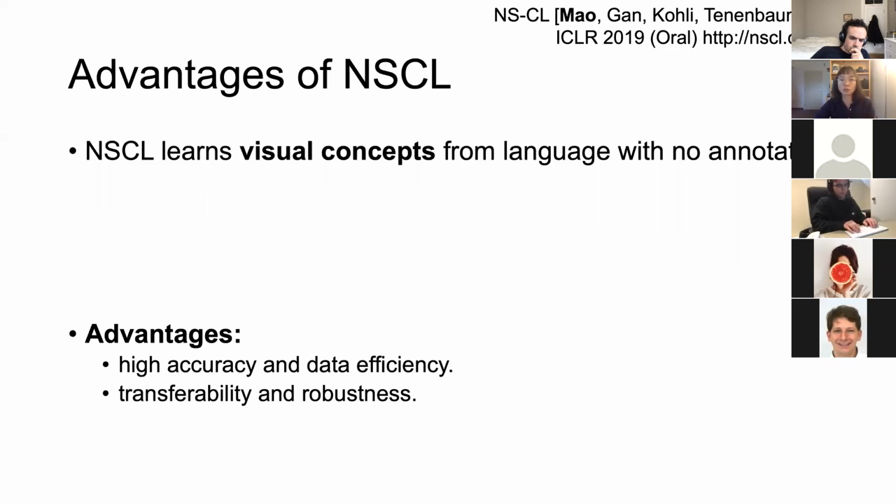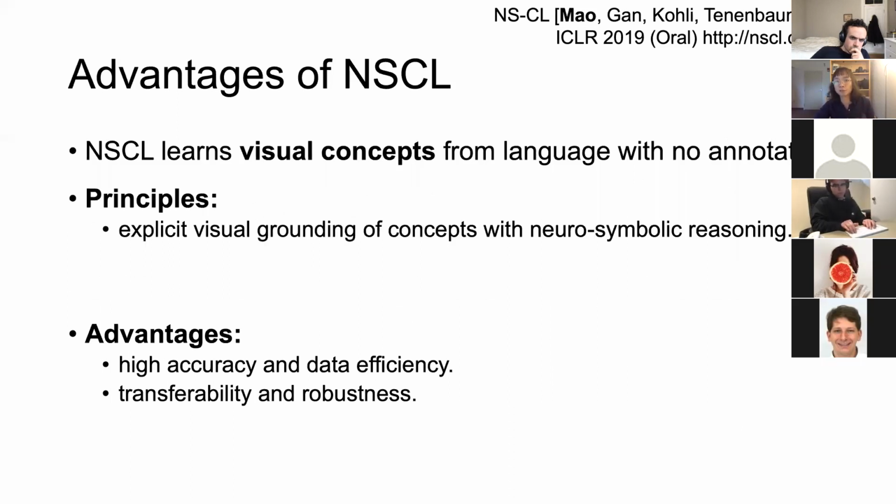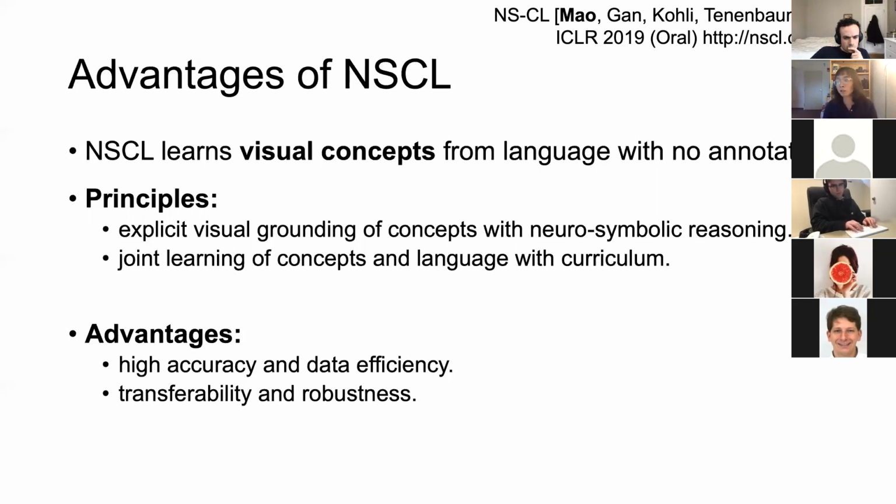So there are two principles behind our framework. The first one is the explicit visual grounding of concepts through this neuro-symbolic reasoning framework. Here, we will make this visual grounding very explicit and in a factorized way, which means that we ground individual concepts to the object attributes or the object category, as well as their relationships. And also, to facilitate this joint learning, we introduce the idea of curriculum learning.